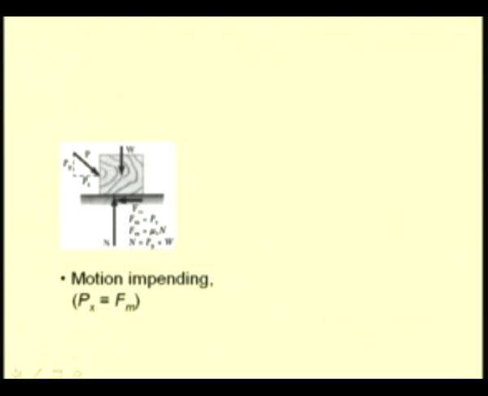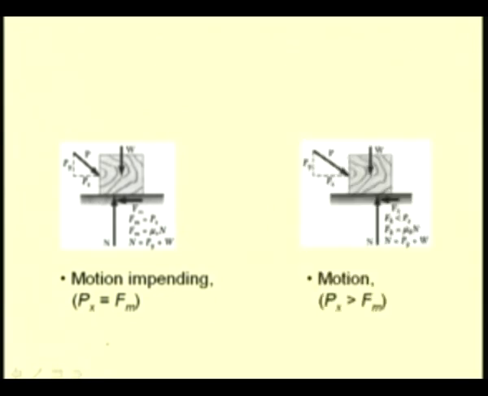So, one has to be careful in solving equilibrium problems with friction: only if the motion is impending, we can use this relation between the horizontal force F and N using the coefficient of friction. If we are not sure whether the motion is impending, then this relation cannot be used. And when the body is in motion, this force Fk is less than the force that causes motion, that is Px, and this force is equal to mu k times N.